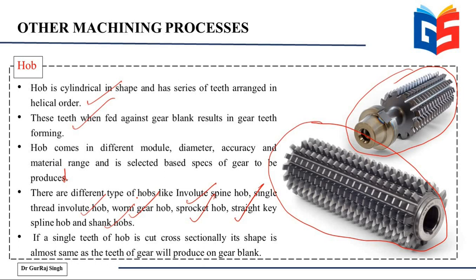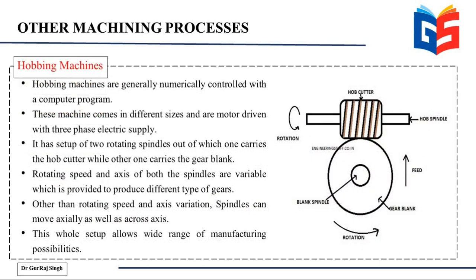If a single tooth of a hob is cut cross-sectionally, its shape is the same as the type of helical gear it would be making. So the shape of the teeth of the hob decides the shape of the gear to be manufactured. Now, hobbing machines are generally numerically controlled with a computer program. You can see a flat disc here, and this is a hobbing cutter. By the time you end the process, this disc would have teeth shaped on the basis of the teeth on this hob.